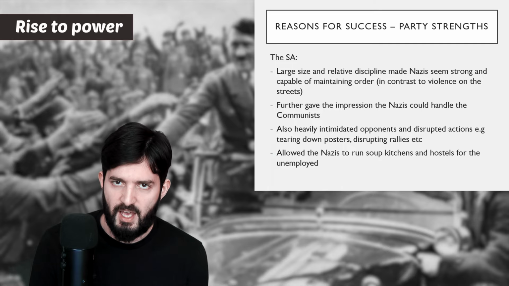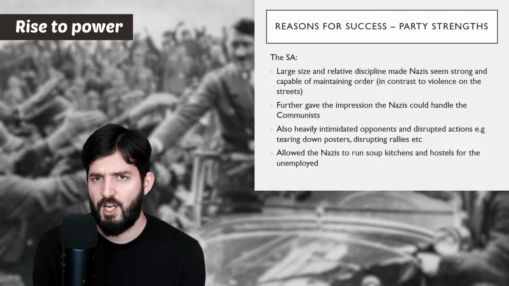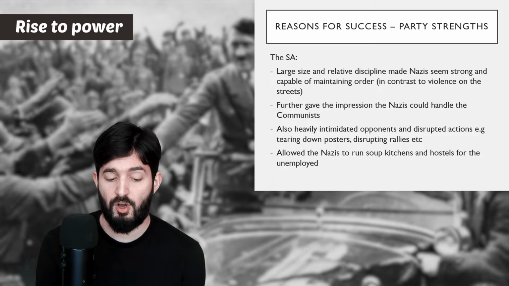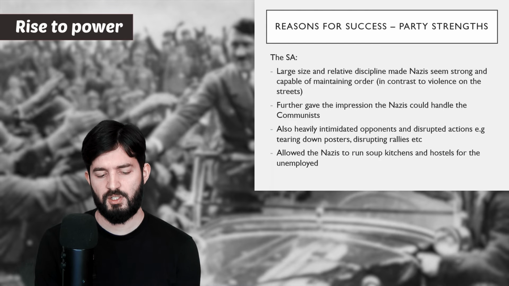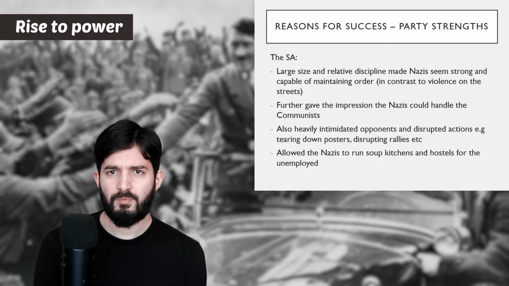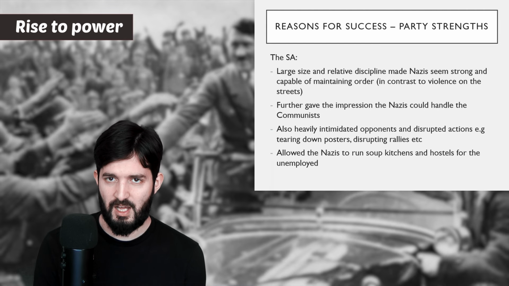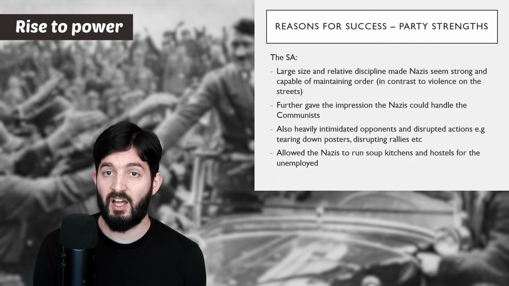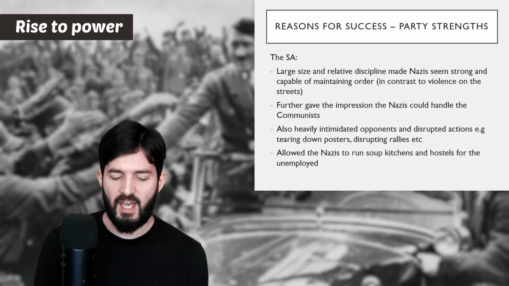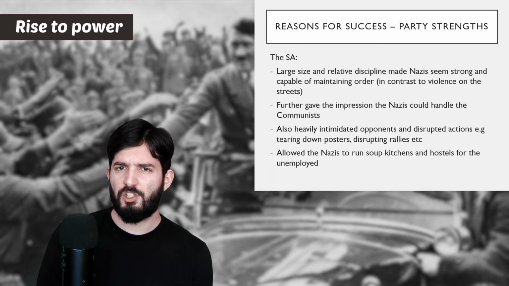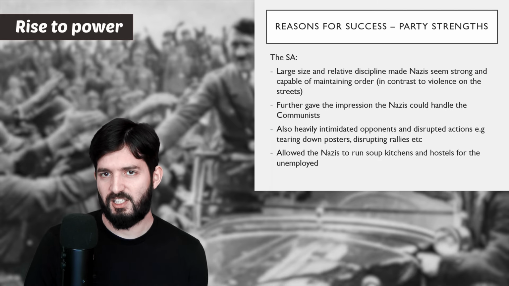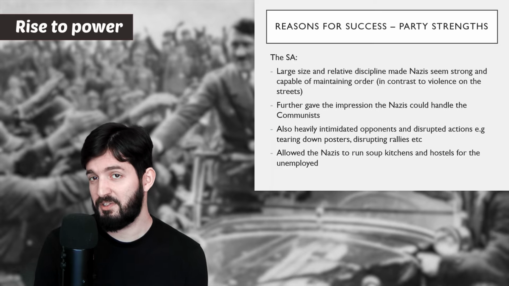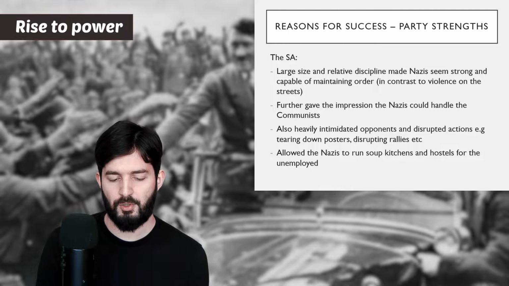You also get the SA. Now, it may seem a bit strange to think that the SA, this private military, can help the Nazis win an election, but they've got several benefits in terms of these election cycles. Number one, that confidence that the Nazis can deal with the communists comes from the strength and size of the SA. So the SA is very large in size, and they also are relatively disciplined. Yes, they can commit some violent acts here and there, but it's generally under commands and orders. It's not random violence mostly.